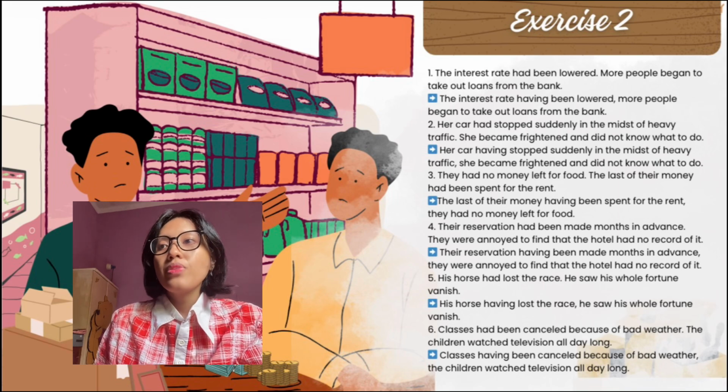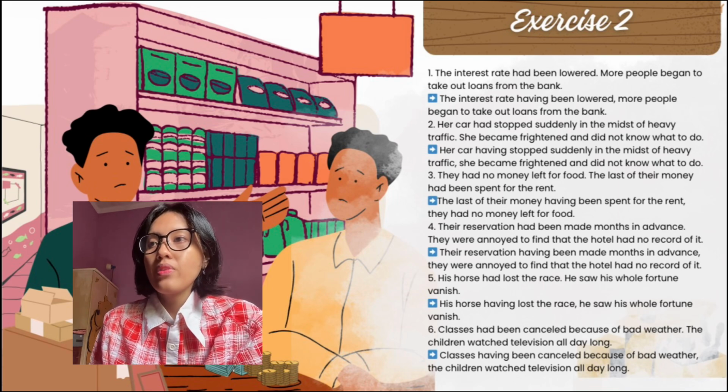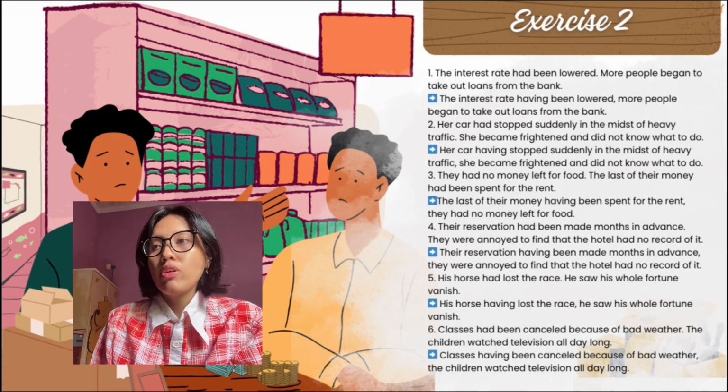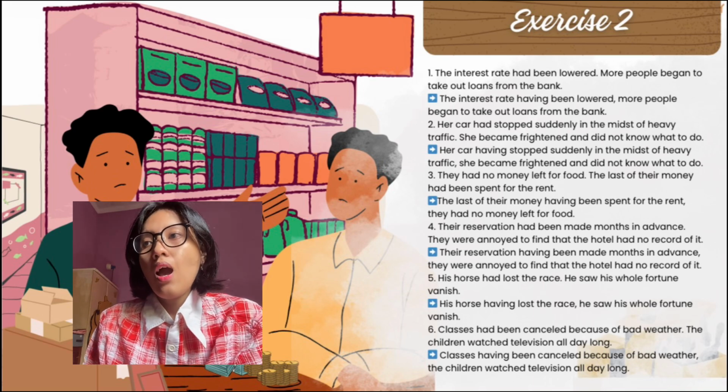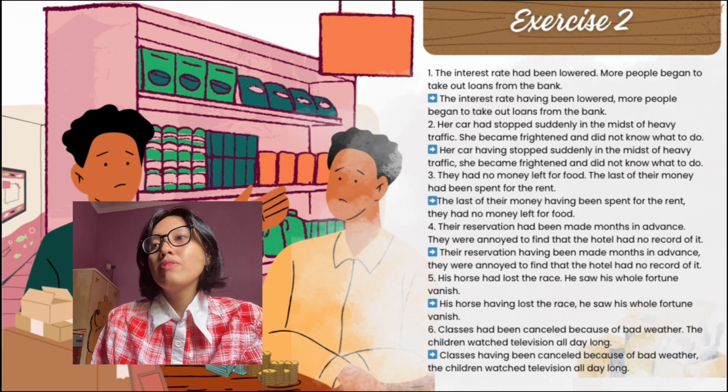Number 3, they had no money left for food. The last of their money had been spent for the rent. The last of their money having been spent for the rent, they had no money left for food.